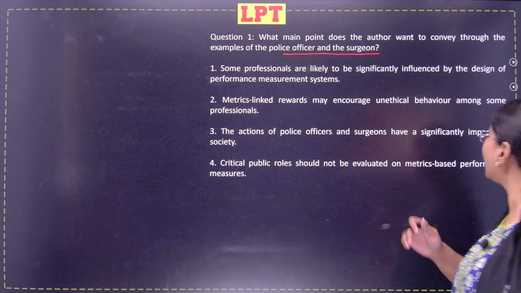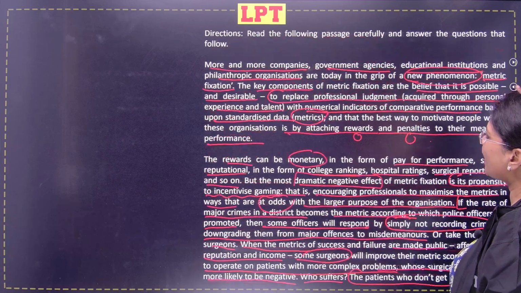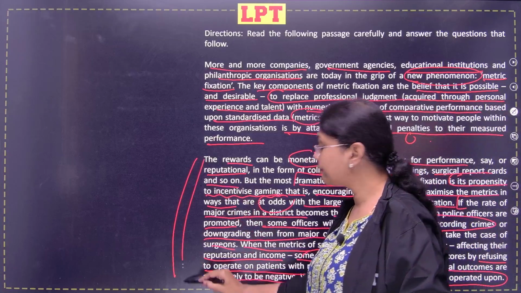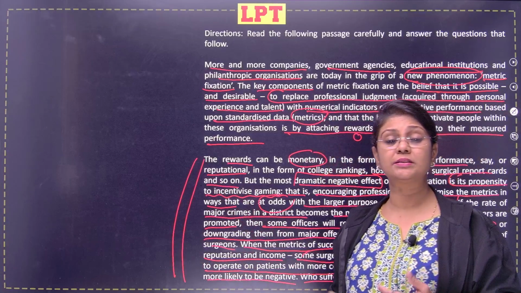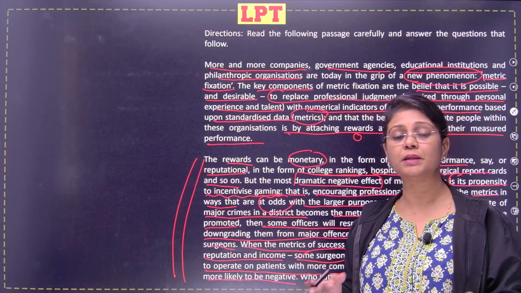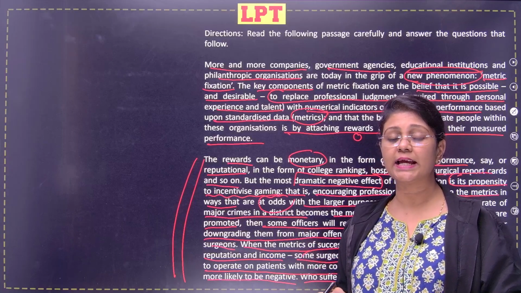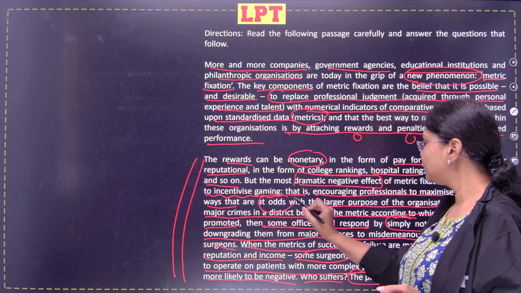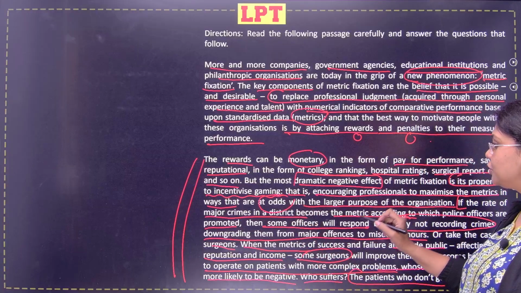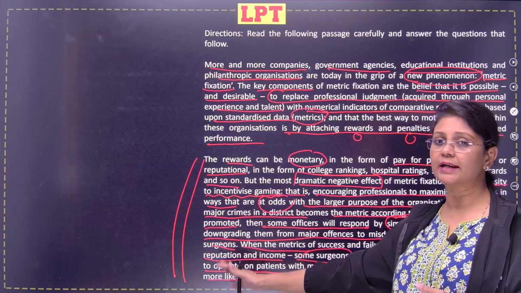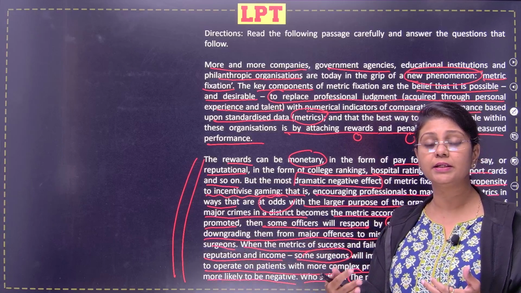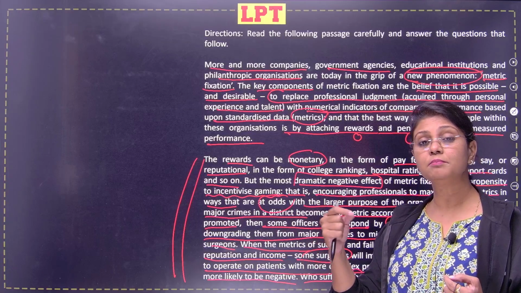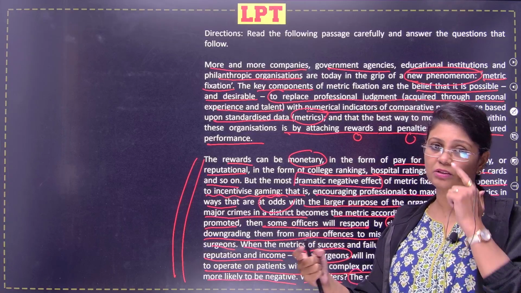All right, let us try to answer this question. Let's go back to the passage where it was mentioned. So this is the reference point for us to answer the question. The question is asking you what is the main point the author wants to emphasize with respect to the examples of the police officer and the surgeon. So this is where we were reading it. So when you look at this context that has been given to you, I'm sure you would have read it and you understand why the author has mentioned the example of police officer and surgeon.